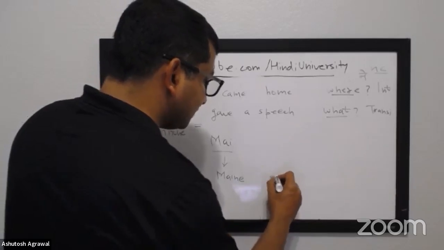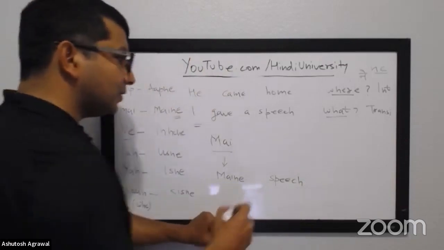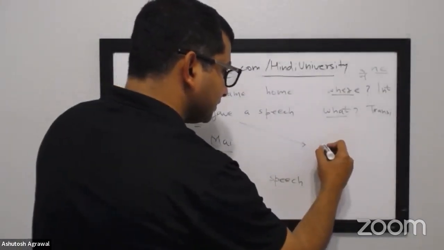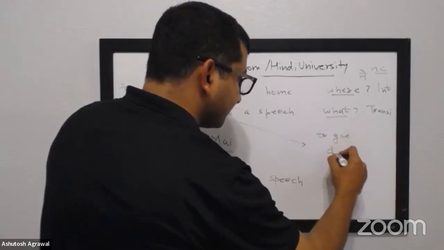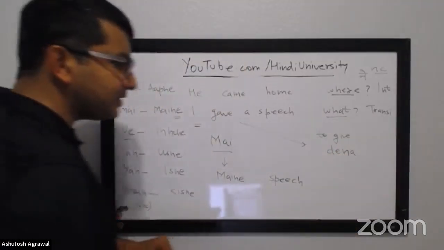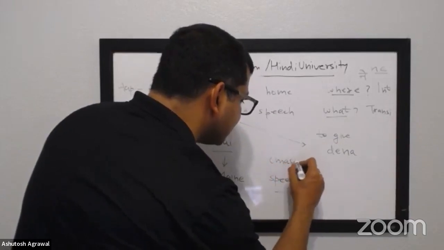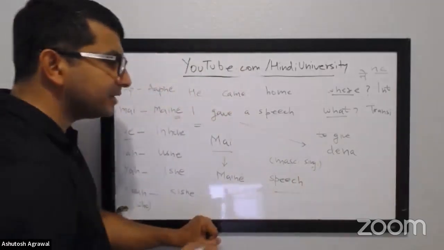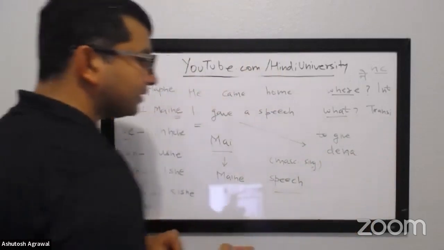Speech. I'm not sure what the word is for speech. You can just say speech. That's it, right? Maine speech. Okay. What is the verb? Lena. To give is Dena. Okay, awesome. So maine speech. Speech is considered masculine singular, and when it is used in the past tense, you remove the na. Okay, now give it a try.